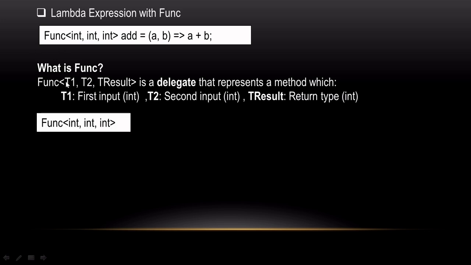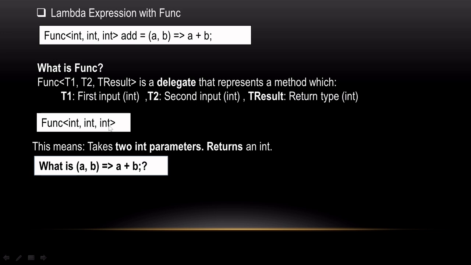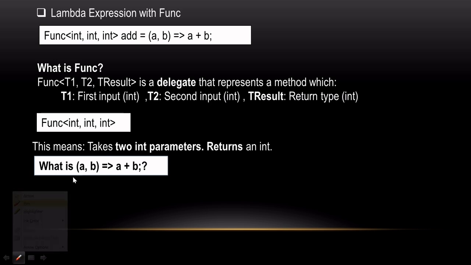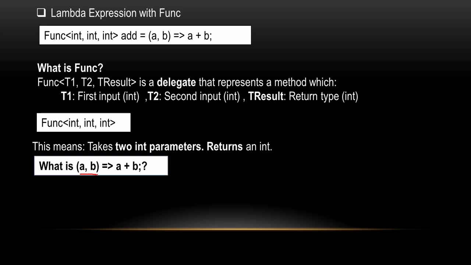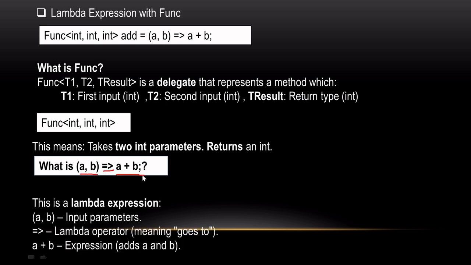So this is the syntax of Func. The first two ints are the two input parameters and the third one returns an int. Here I use Func<int, int, int> because our program is the addition of two numbers, so it accepts two inputs and returns a result, which is an integer type. So I use three parameters here. What are A and B? These are the two inputs, this is the arrow operator, and this is the expression.